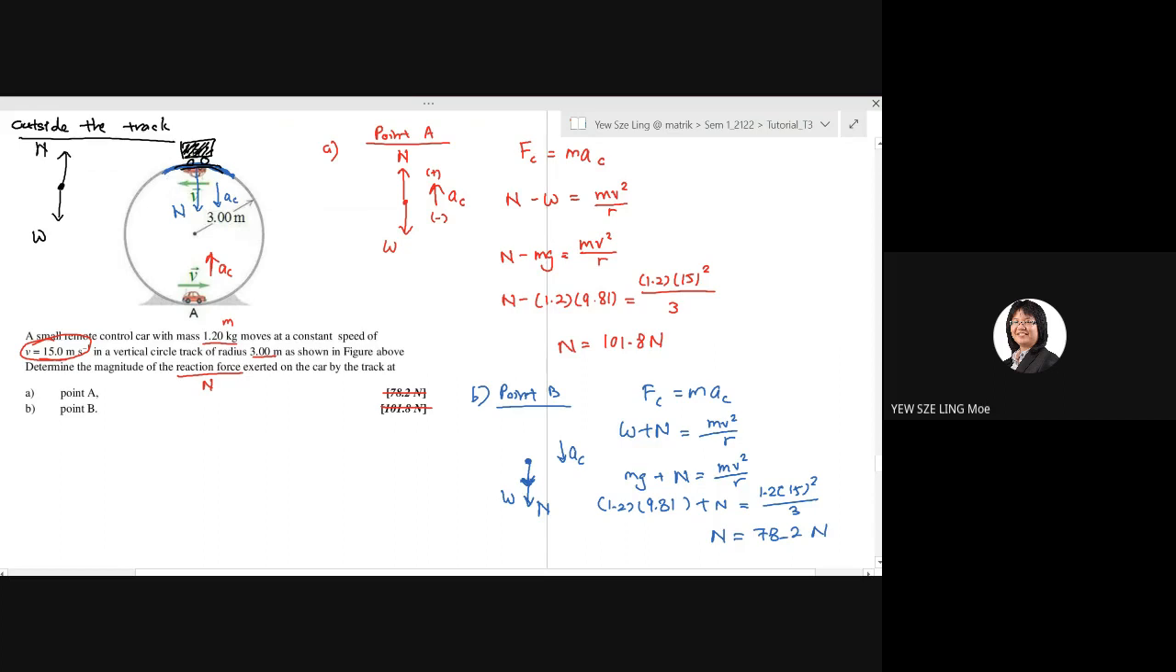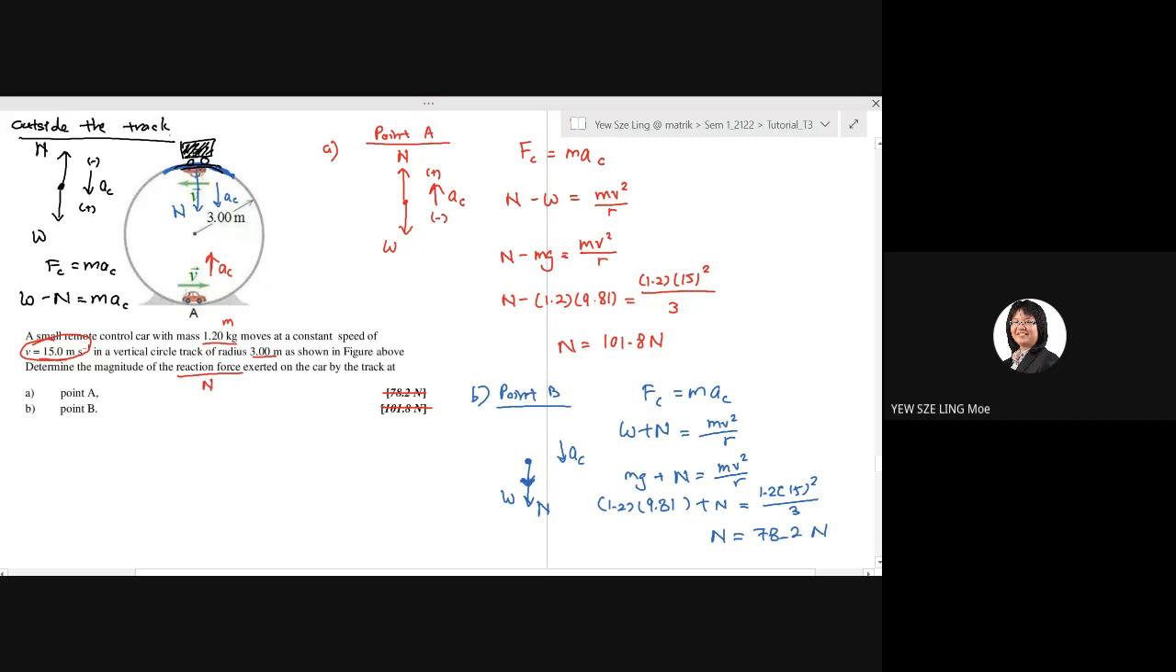So on the same track, the only difference is one is inside the track, one is outside the track, then you will have a different free body diagram. If it is outside the track, AC is still going down, because of the circle, center seeking acceleration. Which means now W is a positive vector and N is a negative vector. So when you form the equation, FC equals MAC, you will obtain W minus N equals MAC, if your object is located outside the track.